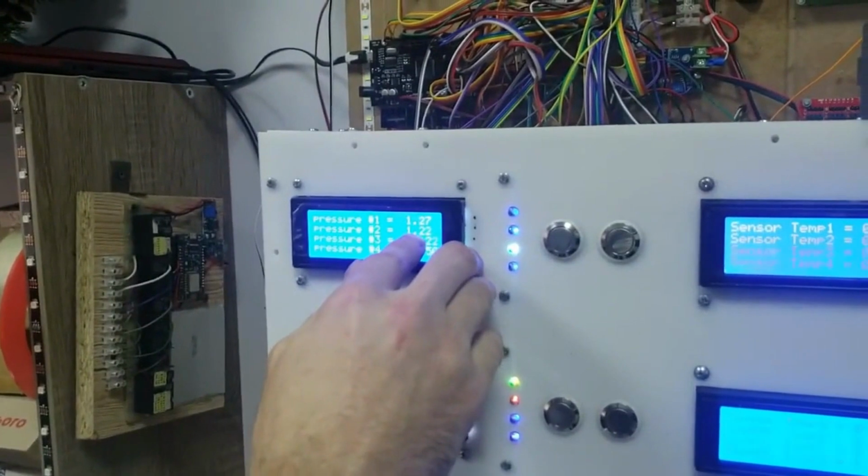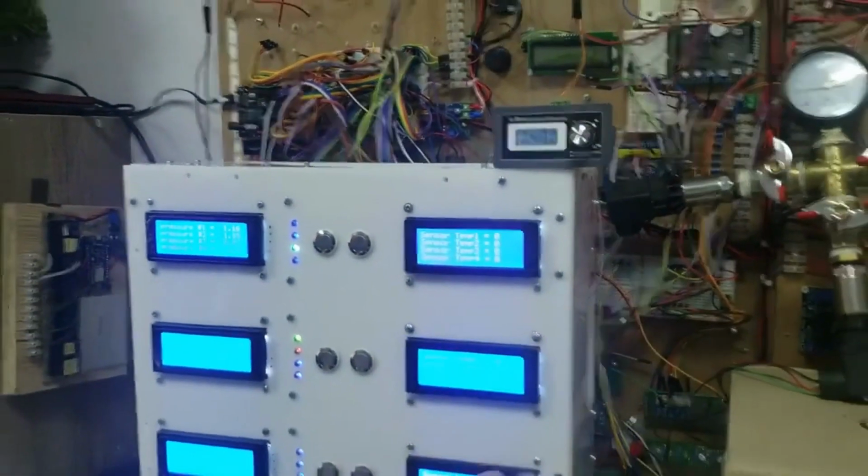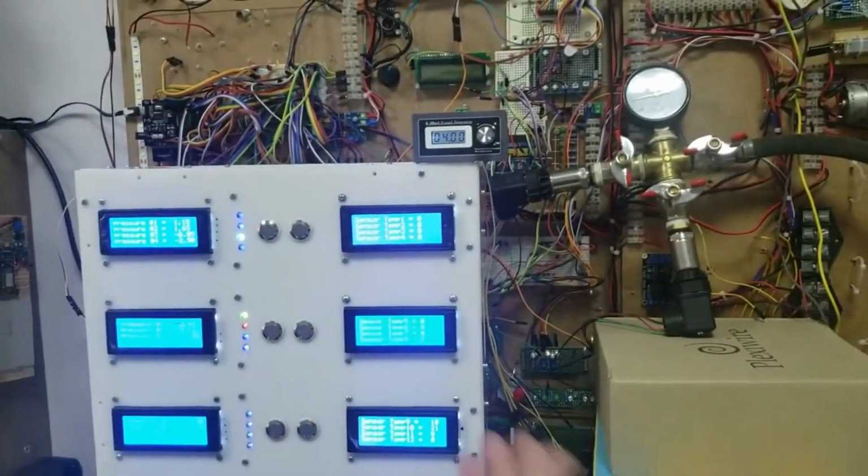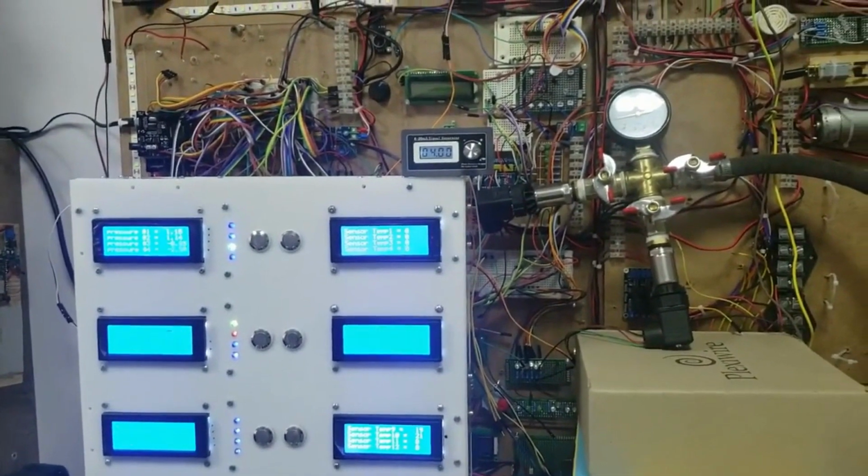There is a small amount of pressure left in the system, so the sensors are responding to it now. But after we release it, this pressure will dissipate. At this point, we will conclude the demonstration at this stage.